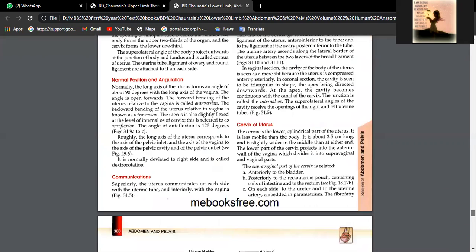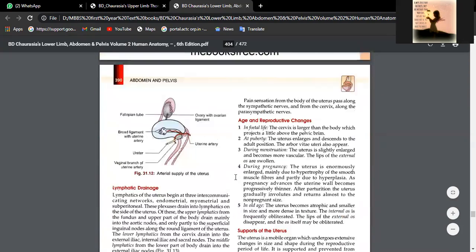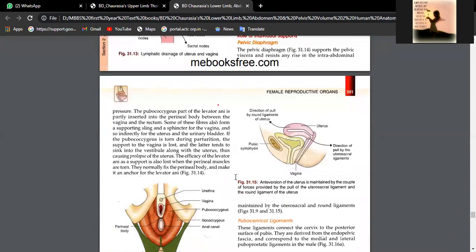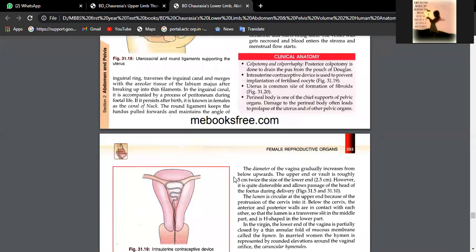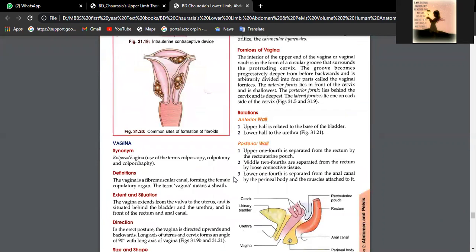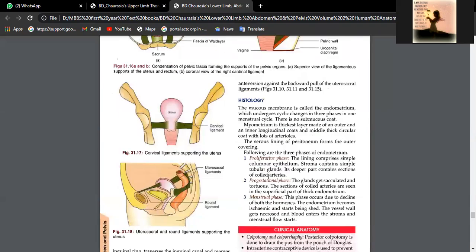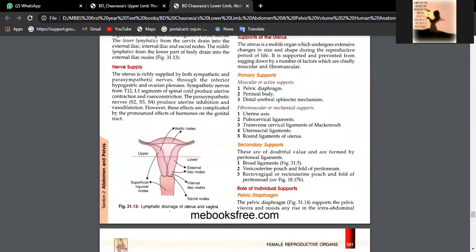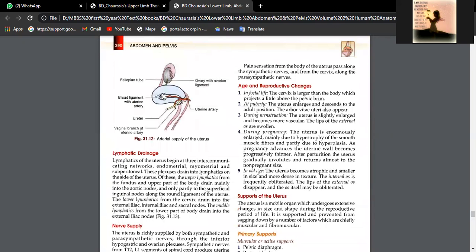Uterus page number, do you remember, beta? I'll check for the development here. It's not giving me this. Changes are given. Okay.